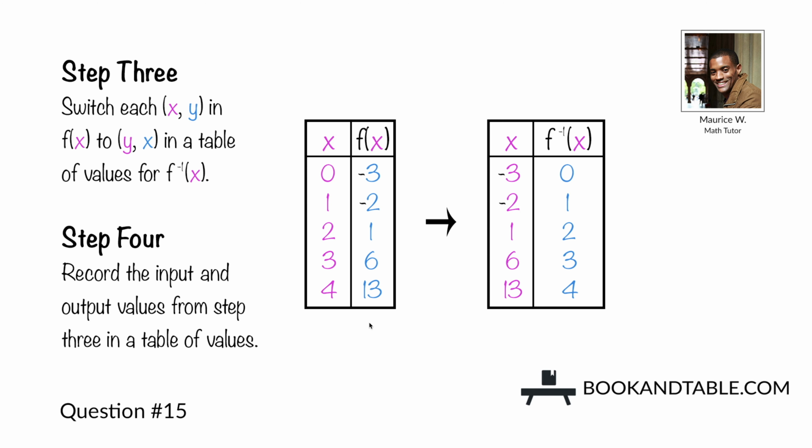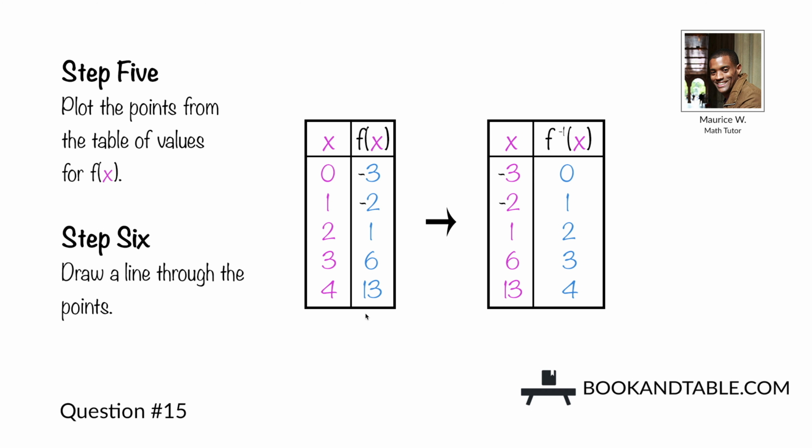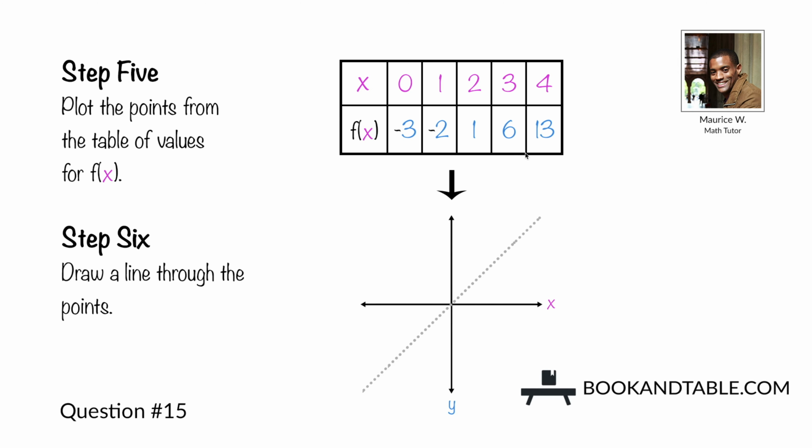And now that we have a table of values for both functions, we can begin graphing the functions. So we'll begin by plotting the points from the table of values for f of x. The first point we plot is 0, negative 3. The next point is 1, negative 2. The next point is 2, 1. The next point is 3, 6.